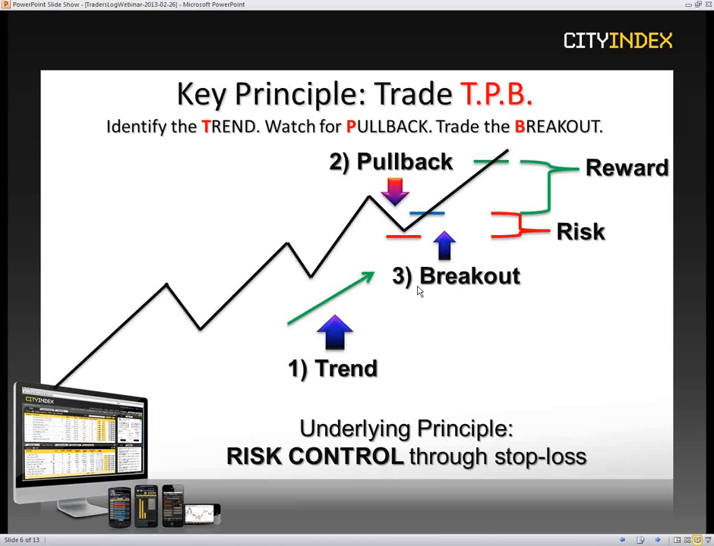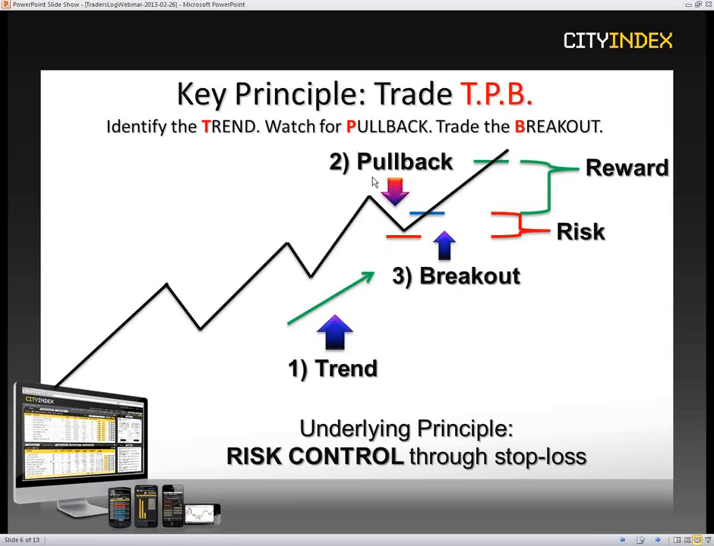Okay, so the third element of this is the breakout. Why am I looking for a breakout? Well, the breakout is giving me some indication that perhaps the short-term momentum is once again going back in the direction of the overall trend. So that's why I'm not just looking for the pullback, I'm looking for a recovery of the pullback in the form of a breakout in the direction of the overall trend. So as we can see here, it makes a lot of sense, and I'll show you exactly how it plays on the charts in a minute, but this is my key principle.